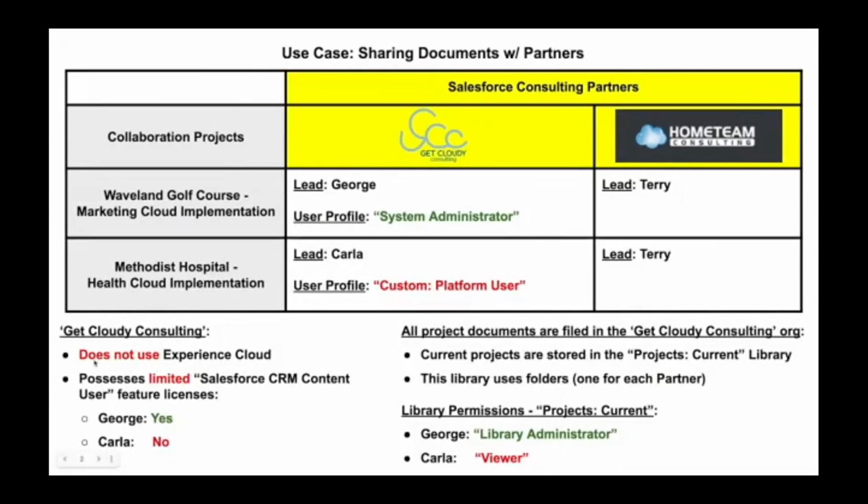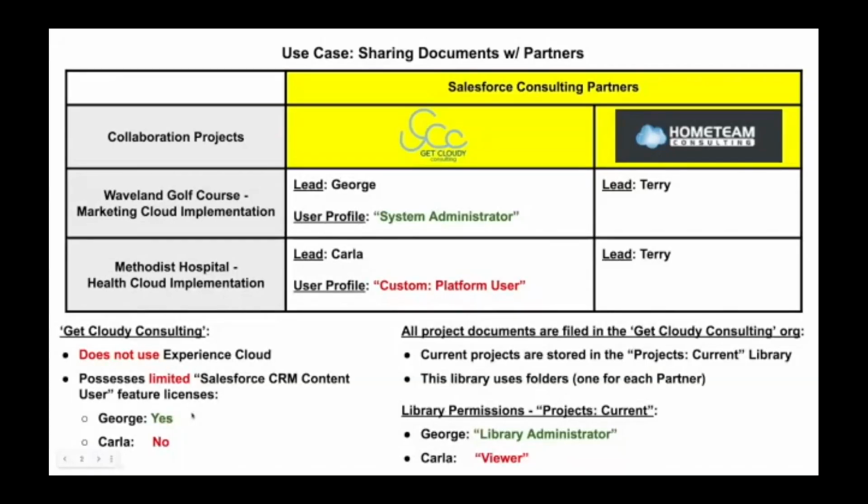Also, you need to know that Get Cloudy Consulting does not use Experience Cloud. There is a limited number of Salesforce CRM content user feature licenses. George has one. Carla did, but due to a recent round of budget cuts, Carla currently does not have this feature license. So in this use case, we have George with a Salesforce license, system administrator profile, with the Salesforce CRM content user feature license, and access as a library administrator. He shouldn't have any problems sending a document to Terry. And you have Carla, with the platform license, a custom platform user profile, no Salesforce CRM content user feature license, and viewer access.